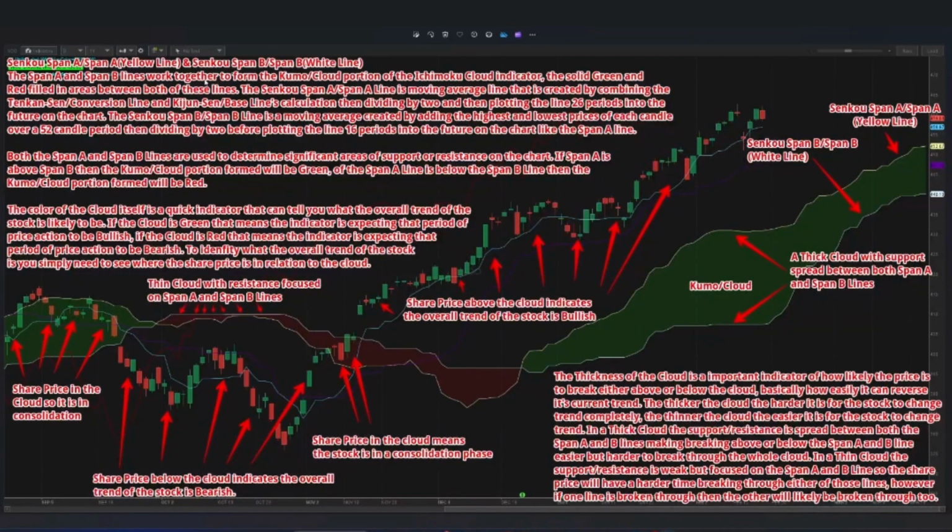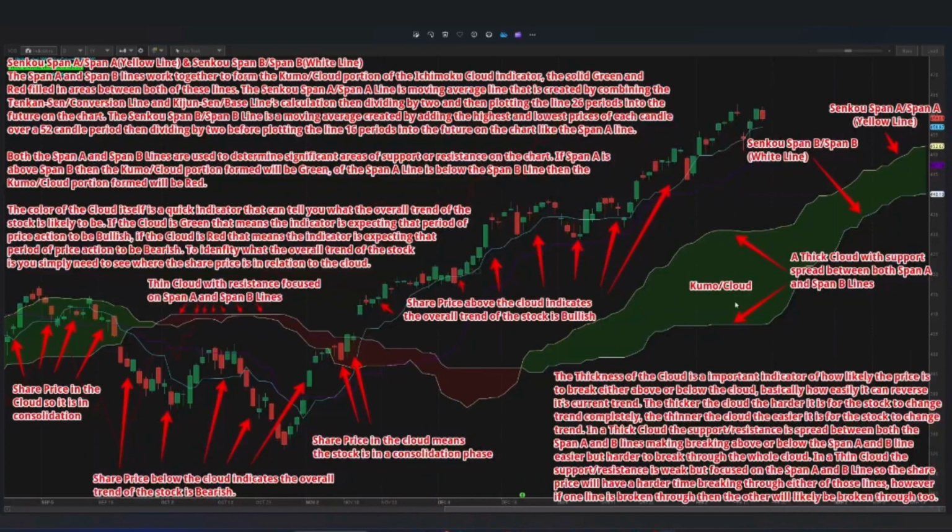So the Senkou Span A line is going to be this yellow line here, this top line. And the Senkou Span B line is going to be this white line here. Both the Span A and Span B lines work together to form the Kumo portion of the cloud. Kumo is cloud in Japanese. We'll just call it cloud in English.